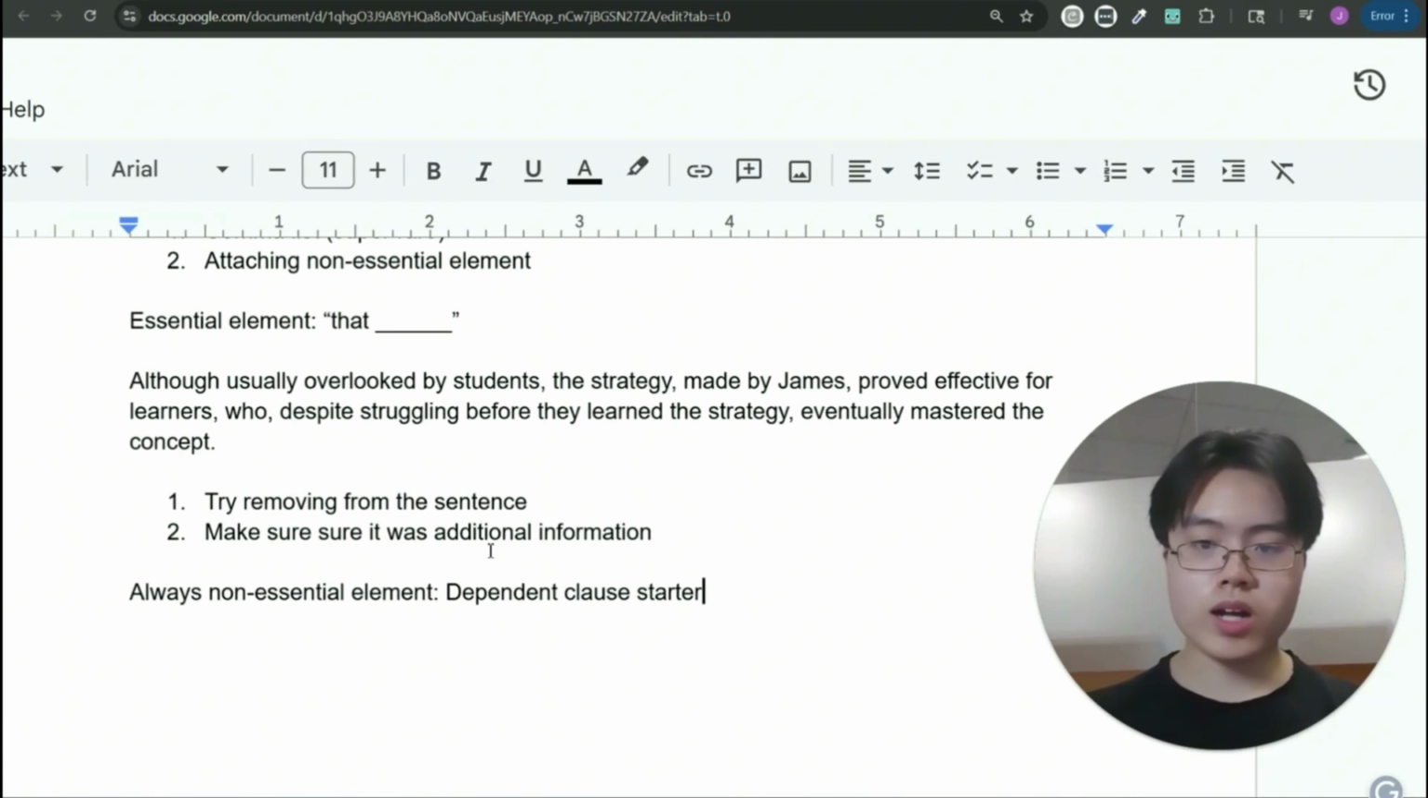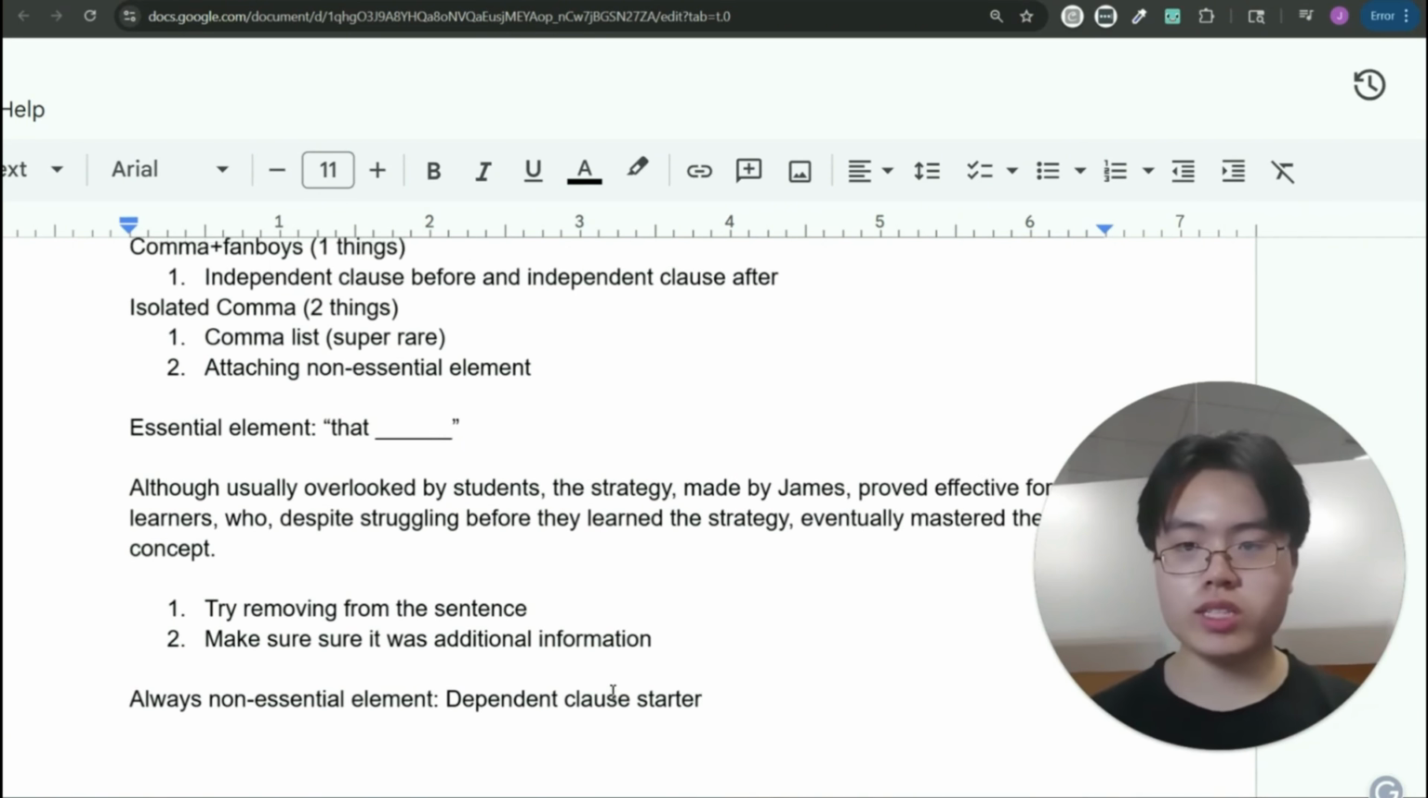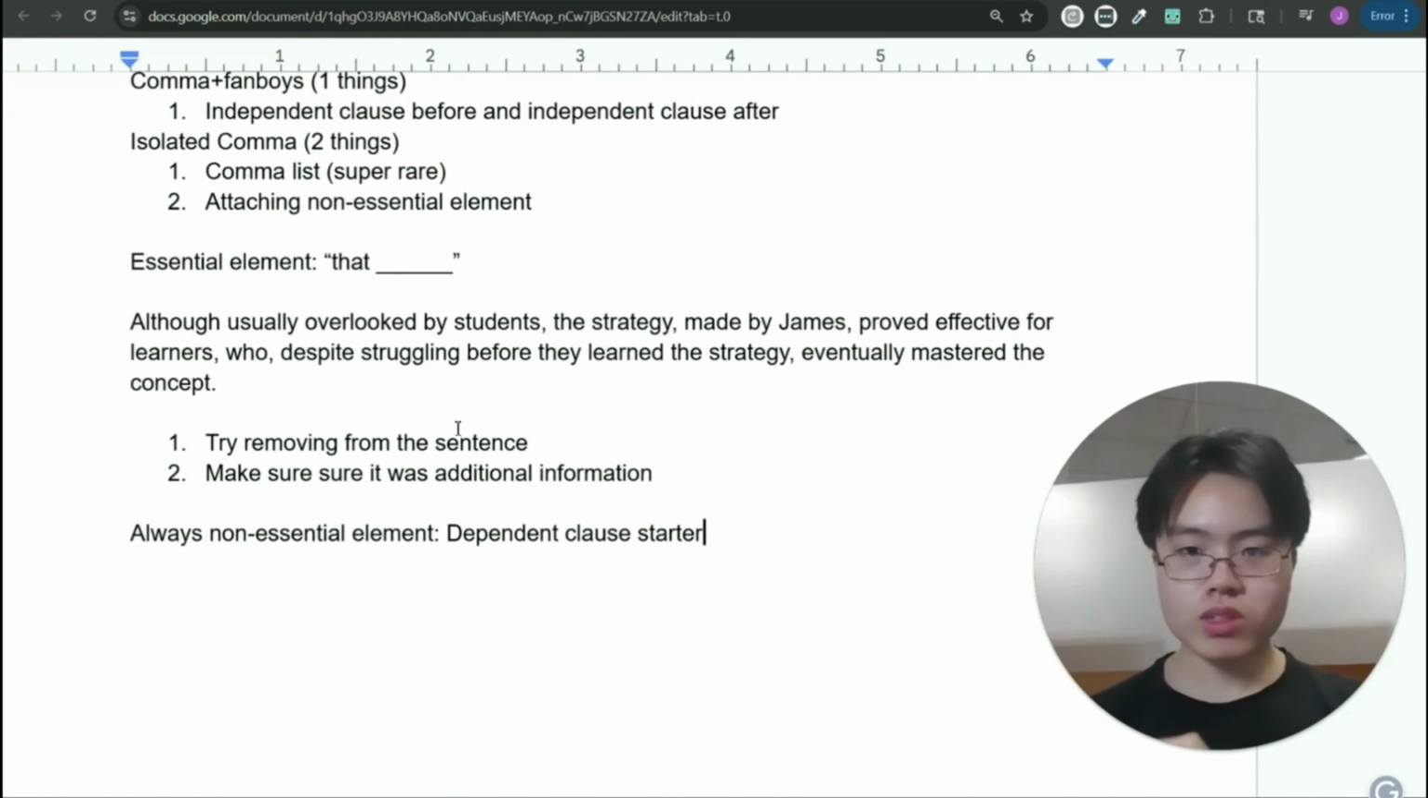And by the way, I don't even go over dependent clauses. If it's a dependent clause starter and there's a subject and a main verb, it's a dependent clause. But I technically just went over it, but I don't go over the significance behind that. I just treat dependent clauses as non-essential elements. That's how I look at it. I think this is the best way to look at it for the SAT. It's super simple. It's a non-essential element.